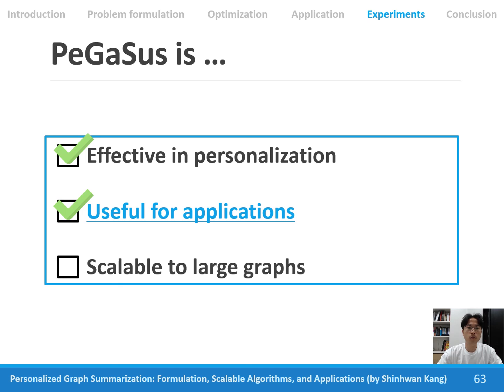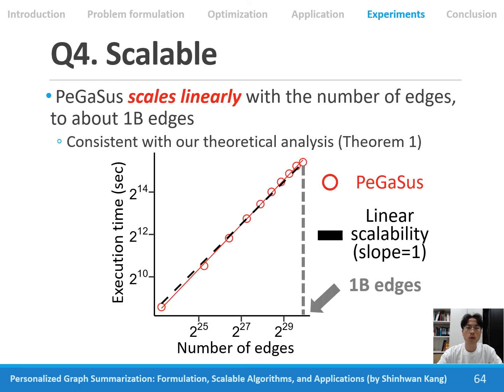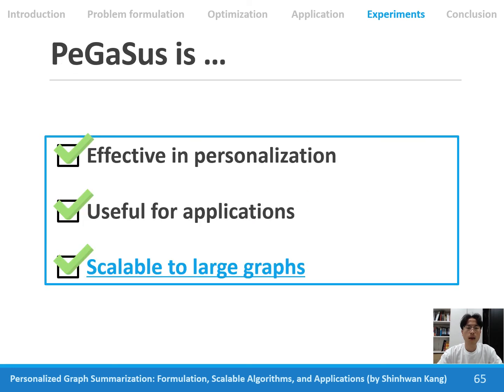We have just shown that Pegasus is useful for distributed multi-query processing. We also tested the scalability of Pegasus, and it scaled linearly with the number of edges, which is also supported by our theoretical analysis. Noticeably, Pegasus successfully summarized a graph with 1 billion edges. And this result confirms the last property of Pegasus.